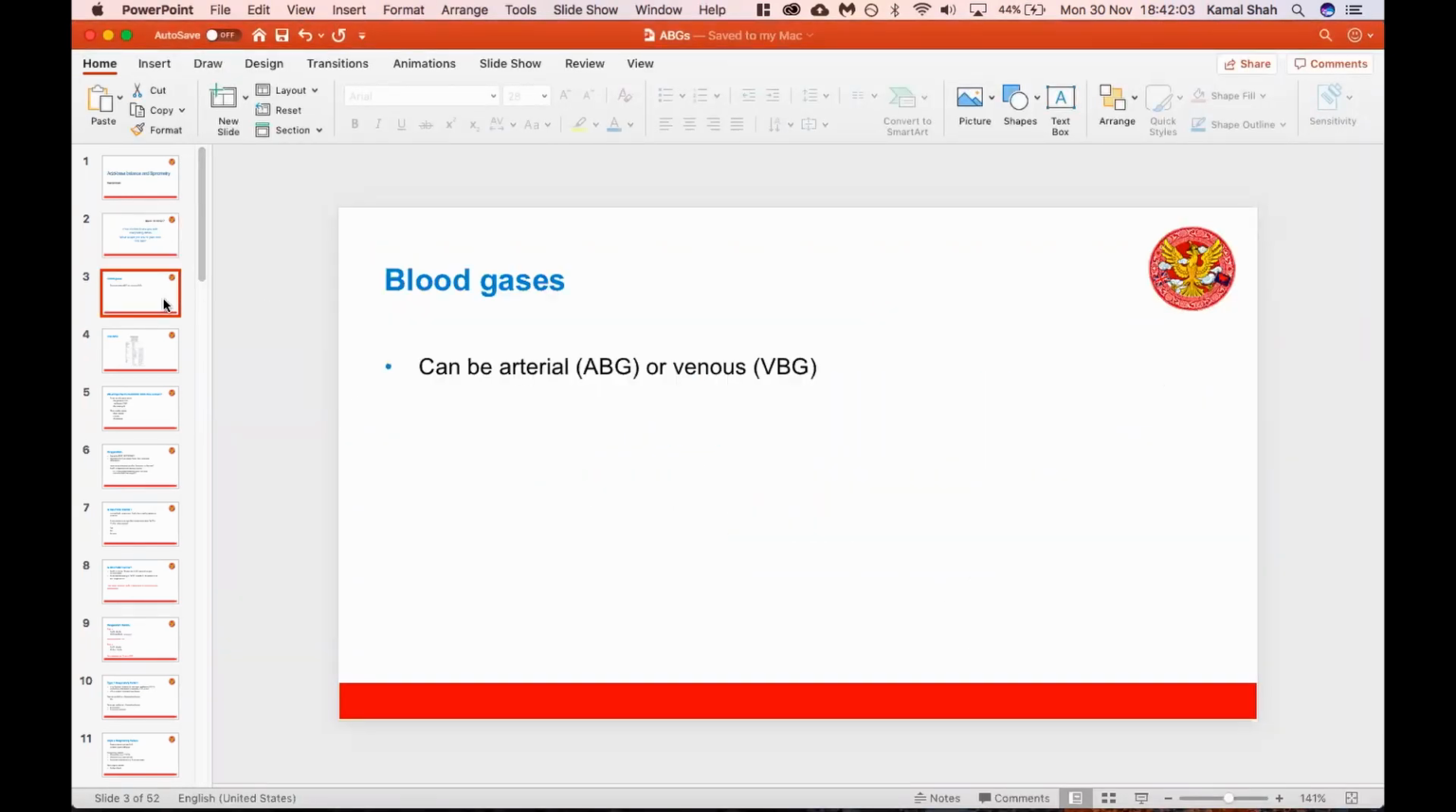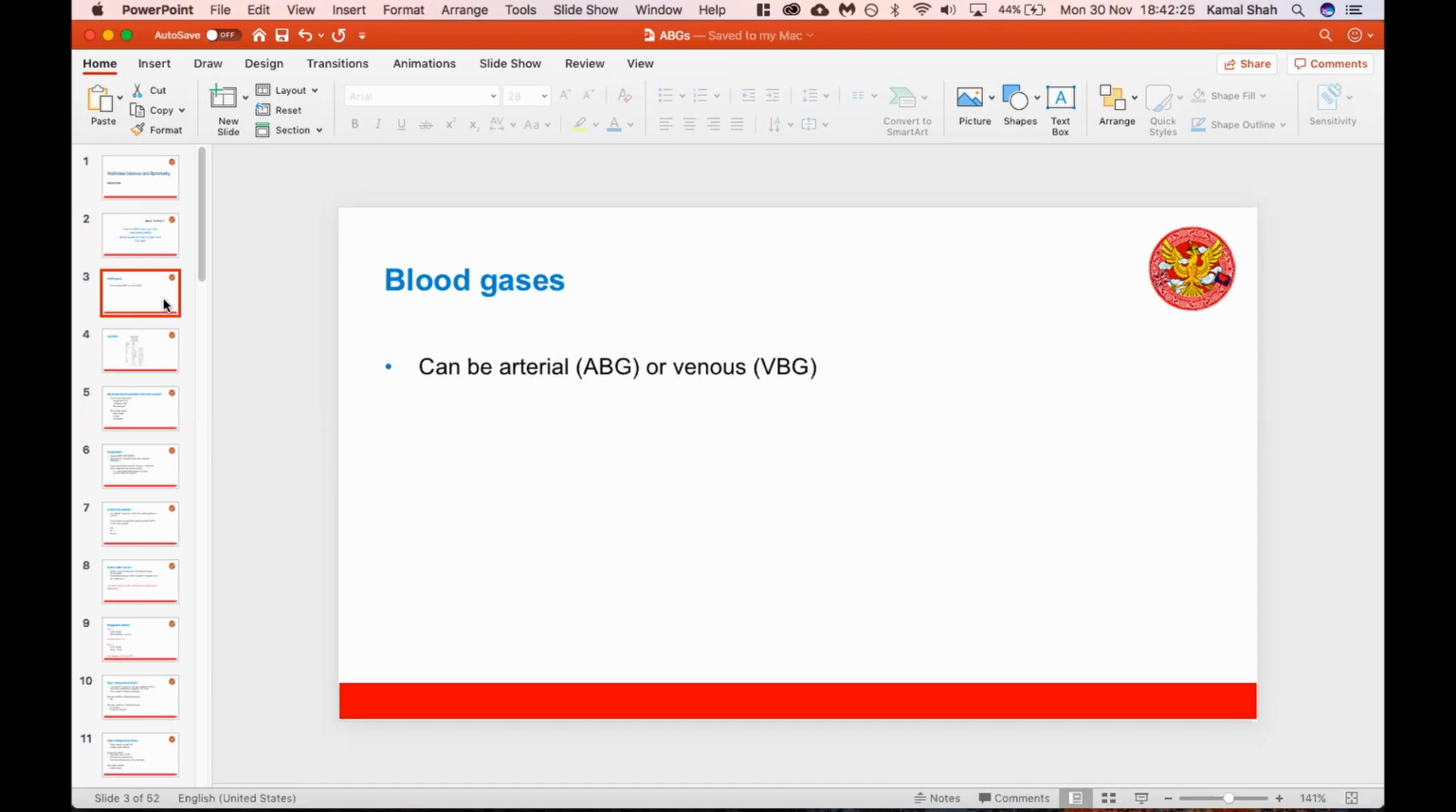Before we start actually looking at ABGs and VBGs, I just wanted to introduce the idea of blood gases. For those of you that have been on your placements, you might have already seen these being done. You might have seen ABGs being requested, and you might have already seen the results as well. So there's two types of blood gases. There's arterial blood gases and venous blood gases.